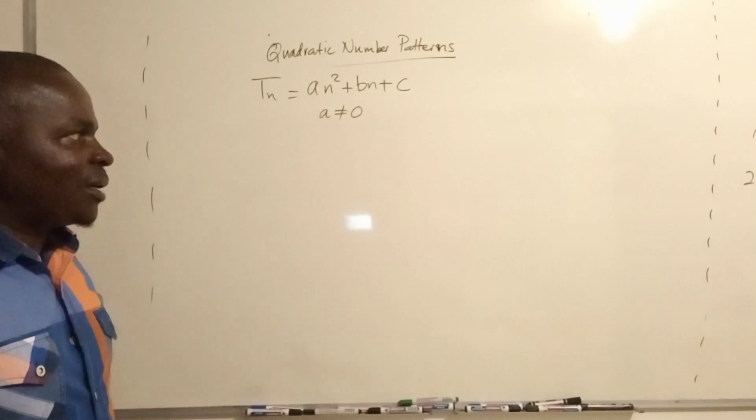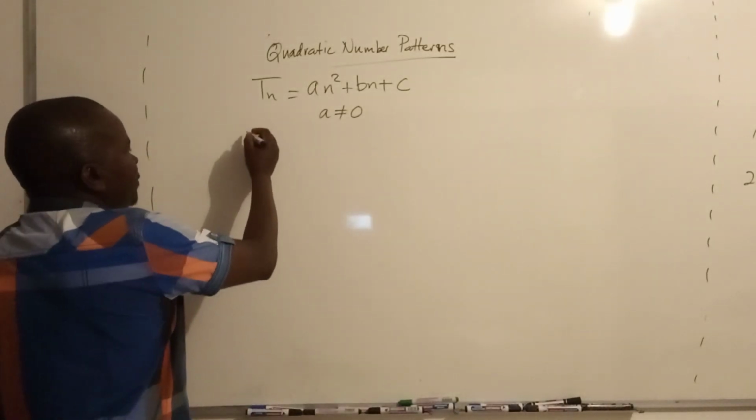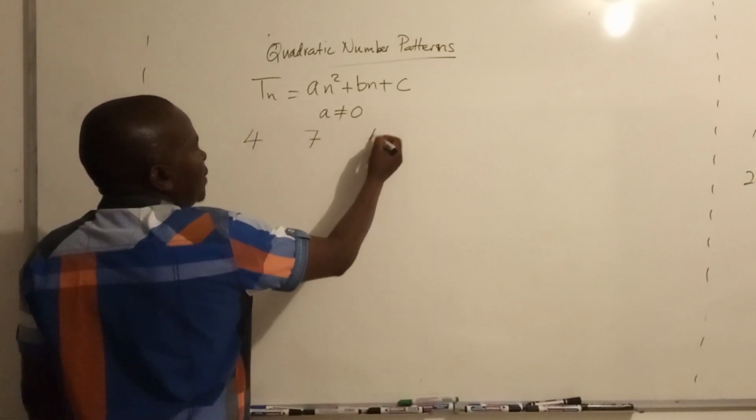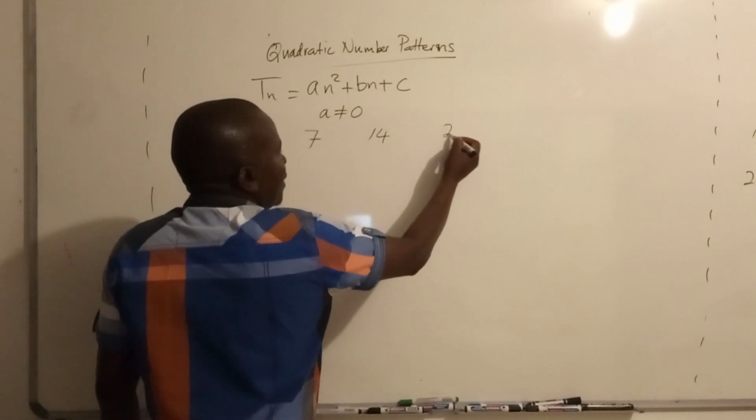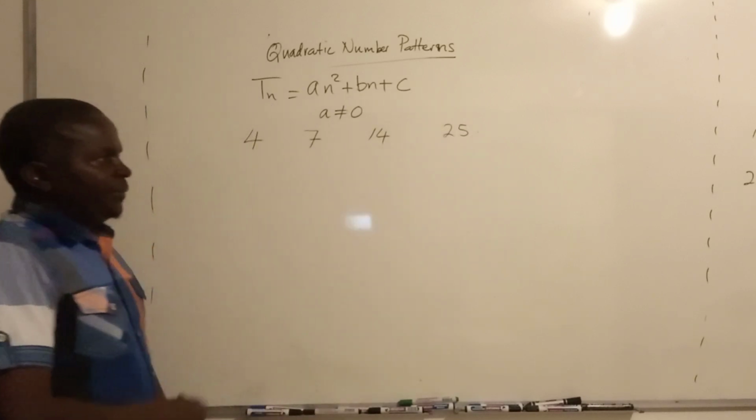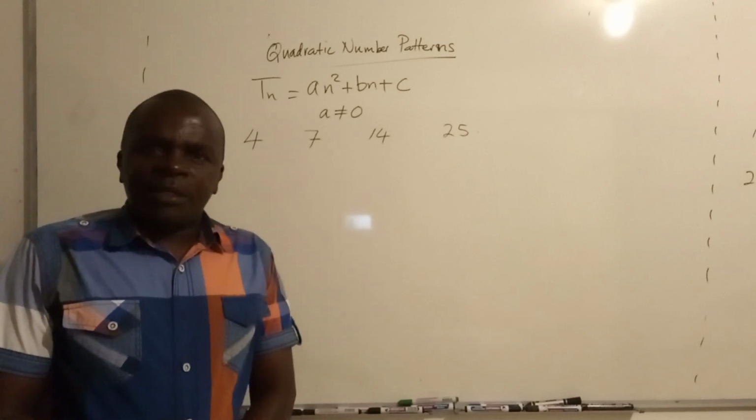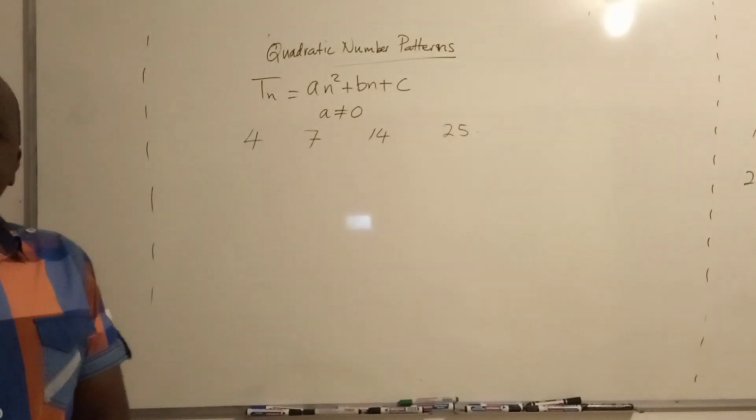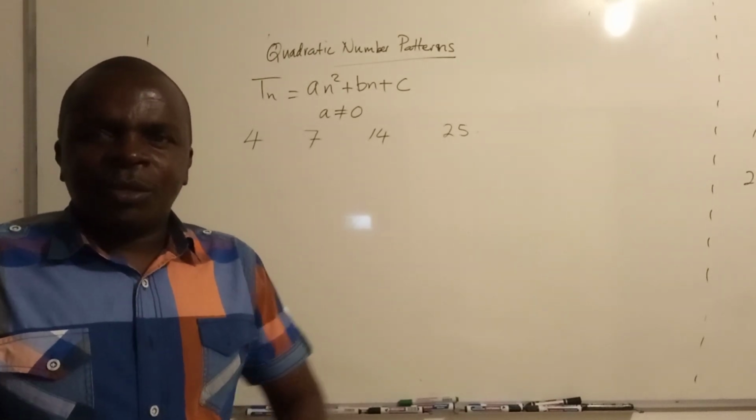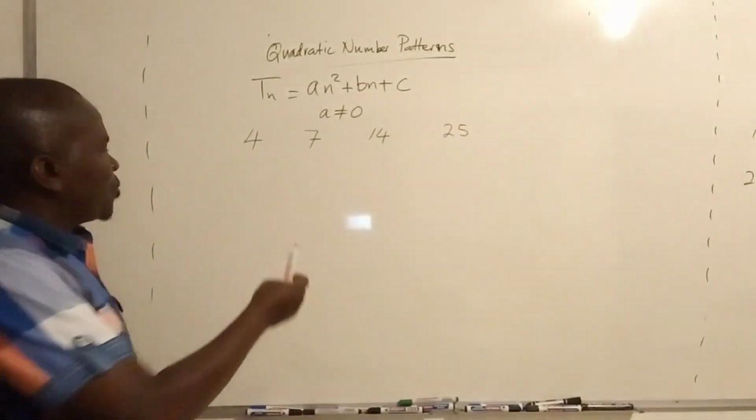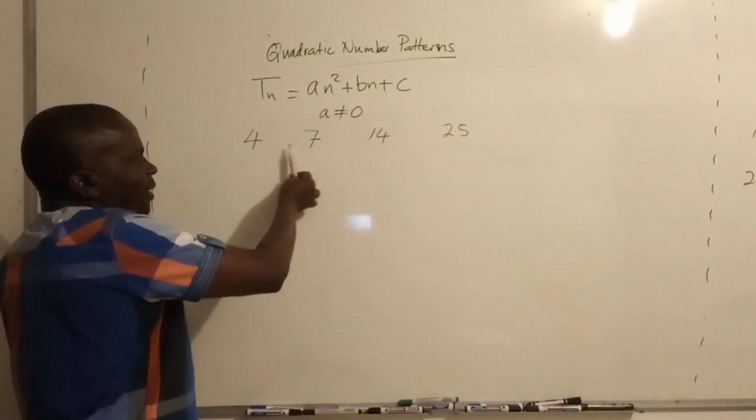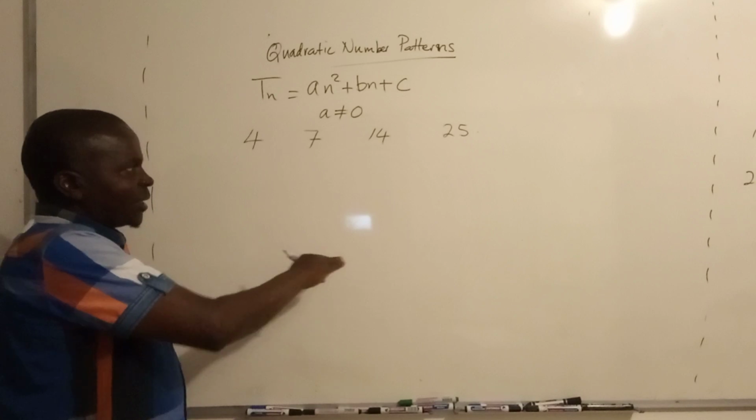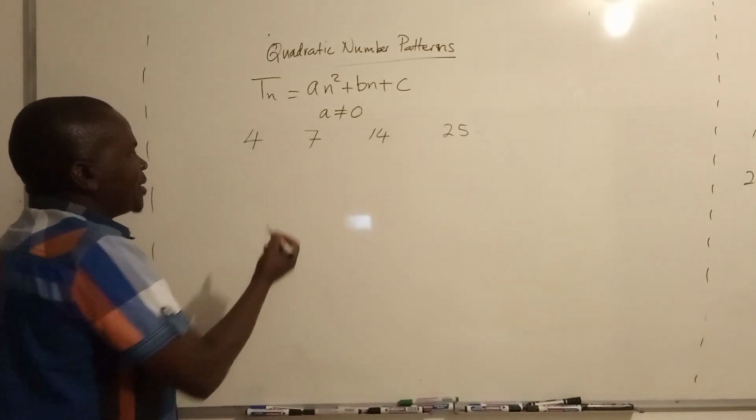Now let us look at a simple example here. You are given 4, 7, 14, and 25. If the question says, show that these 4 terms represent a quadratic number pattern, what's the approach? Basically, you are supposed to subtract consecutive terms 2 times, and then you must get a constant. Let me just demonstrate here.